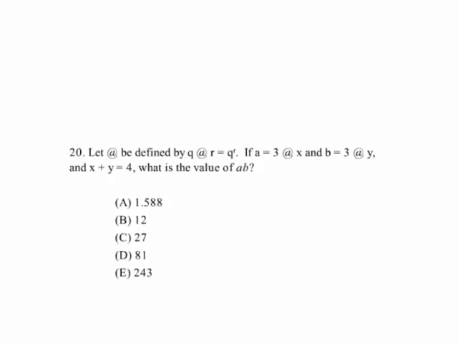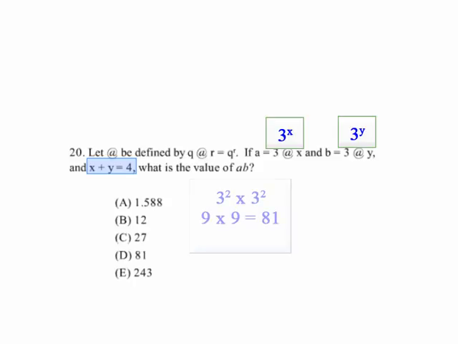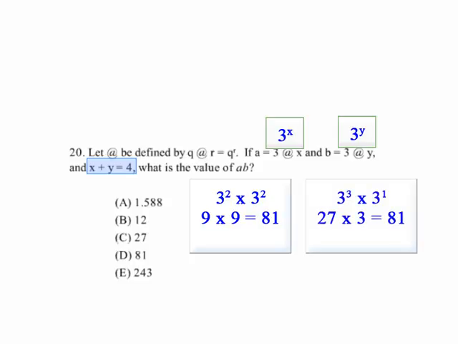First, look at what we're given. 3 at x equals 3 to the x, and 3 at y equals 3 to the y. And we're told that x plus y has to equal 4. Well, x and y could both be 2, so 3 squared times 3 squared will be 9 times 9, be 81. Let's look at it another way. Let's say that x and y are 3 and 1. Well, 3 cubed is 27, 3 to the 1 is 3, and 3 times 27 is 81. Whatever we do, we're going to come up with 81.